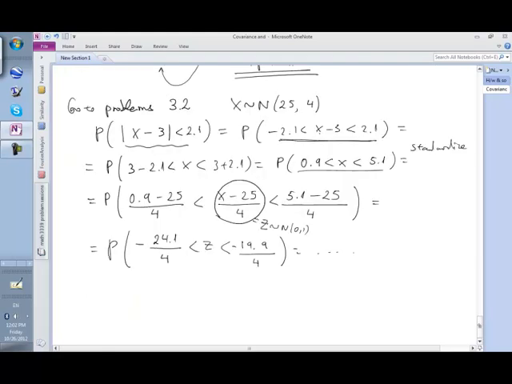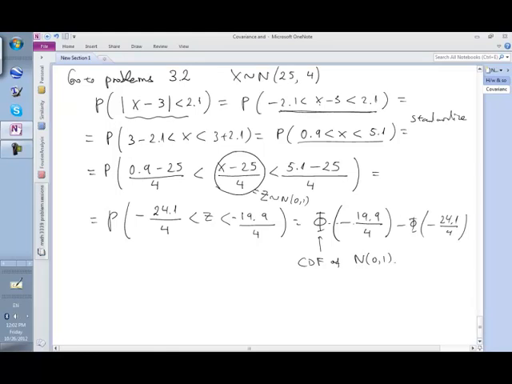We have shown how to do that in class. This is exactly going to be phi of minus 19.9 divided by 4. This may be a very small number according to the tables. And what is phi? This is the CDF of the standard normal distribution. And you find it in the tables in the book.